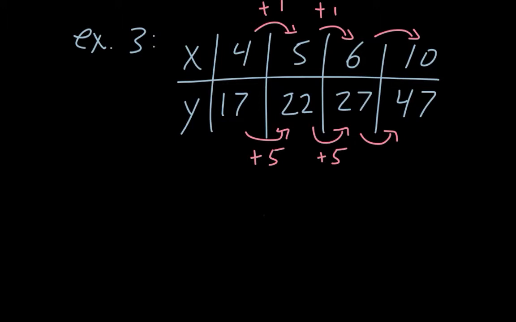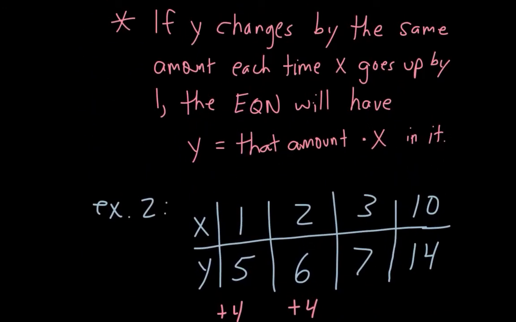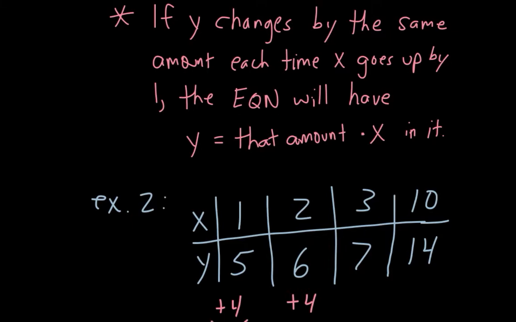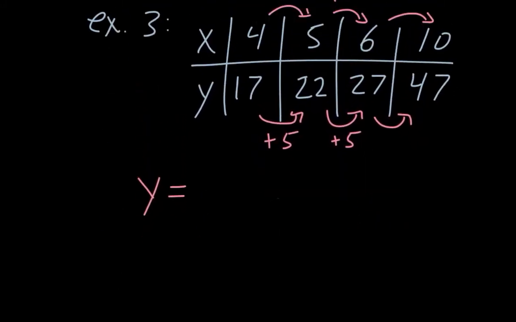Don't worry about it. But if y goes up by 5 every time x goes up by 1, if we jump back up here, if y changes by the same amount each time, y changed by 5, right? Each time x goes up by 1, the equation will have the amount y changed, 5, times x in it. You with me? Because every time we make x 1 bigger, y needs to get 5 bigger, right? The only way to do that is going to have y equal 5x.